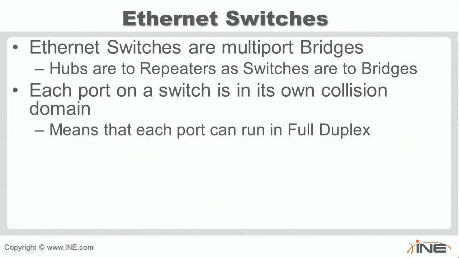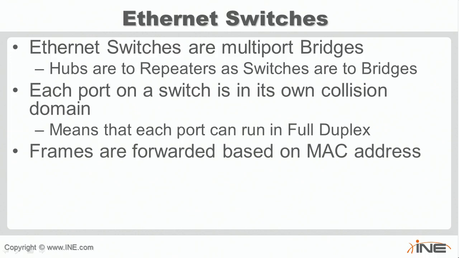But the key is that since the individual ports are in their own collision domain, the devices don't have to share the same bandwidth. So if the switch is a 100 megabit per second Fast Ethernet switch, it means that each host is dedicated to be able to send 100 megabits per second and receive that at the same time.